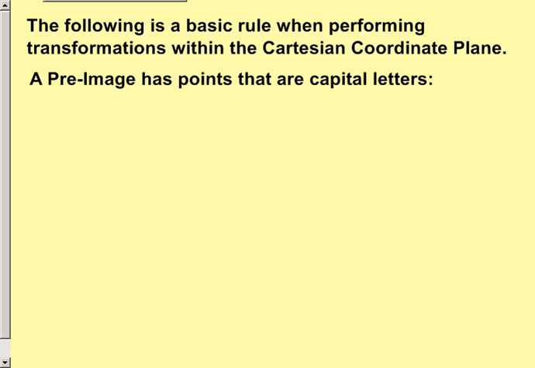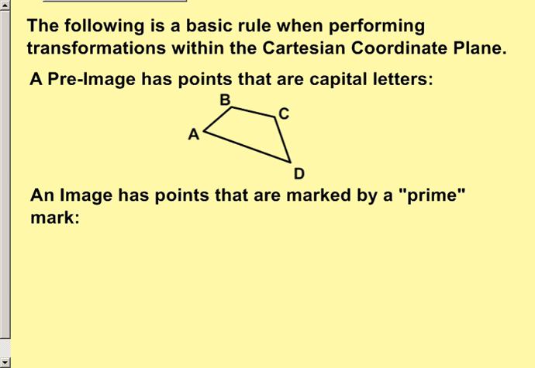A pre-image has points that are capital letters. Okay, so let's say we are looking at a four-sided polygon here, and its corner points are A, B, C, and D. After a transformation has been performed, we no longer call it the pre-image, the object. We don't call it the pre-image anymore. We now call it an image. And the notation changes on our polygon once the transformation has done its work. We use prime markers to identify the same points that have been transformed.